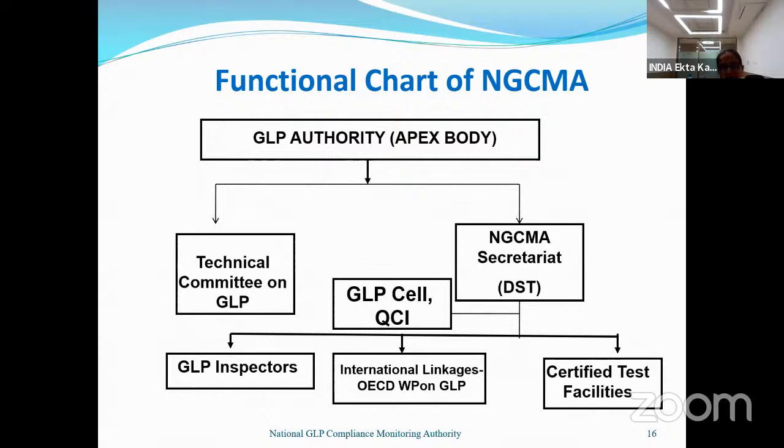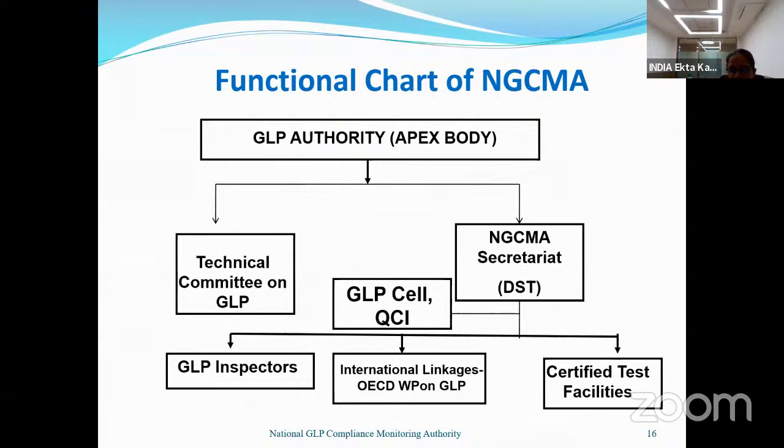We have international linkages with the OECD Working Party on GLP, where we attend all their annual meetings. Currently, India, represented by me, is the vice chair of the OECD Working Party on GLP, and we would be the chair in 2023-24 of the OECD Working Party.